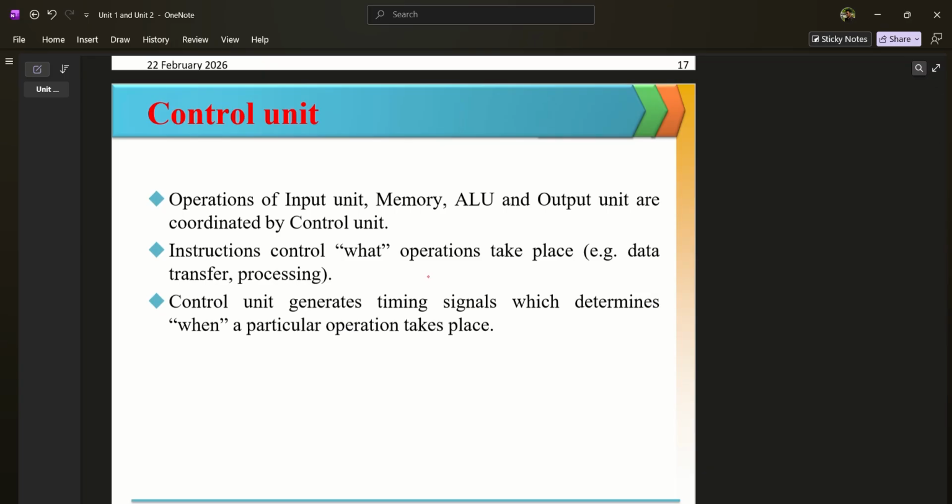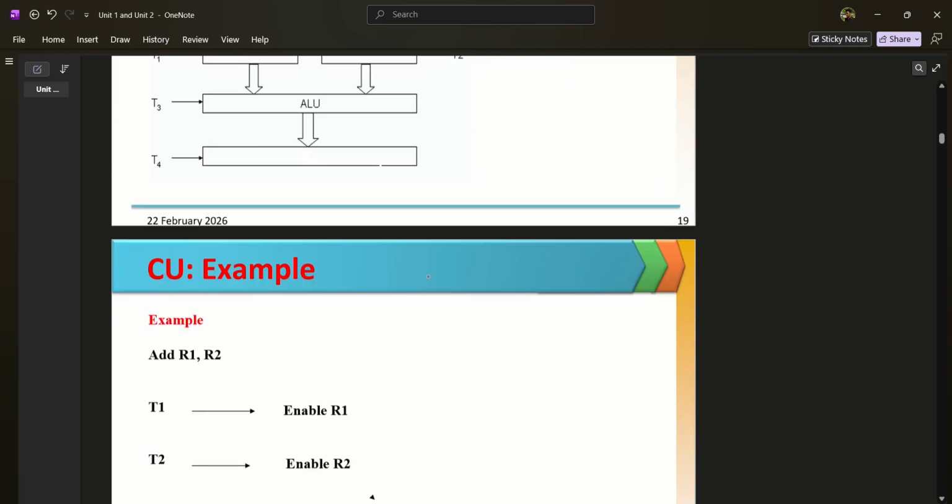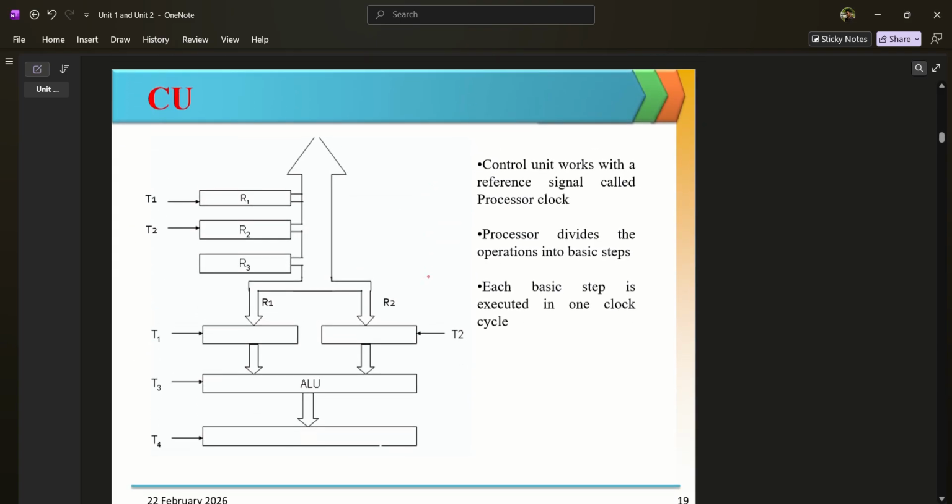All the input, output, memory, and ALU operations are controlled by the control unit. Instructions control what operations take place, and the control unit generates timing signals, which determine when a particular operation will take place. Everything in the computer works based on these timing signals. So that's the control unit.